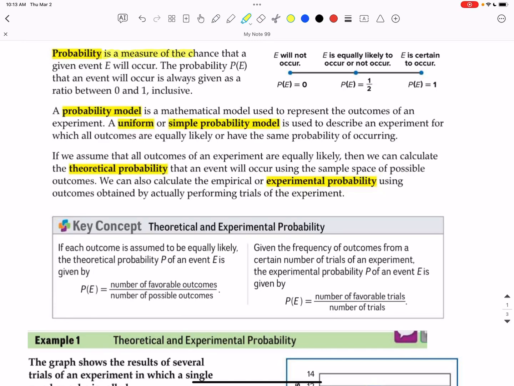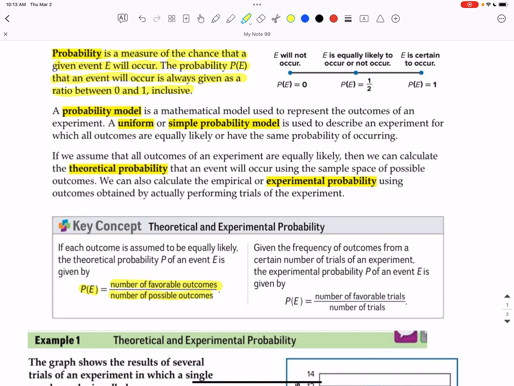Probability is the measure of the chance that a given event, E, will occur. The probability P of E that an event will occur is always given as a ratio between 0 and 1 inclusive. Down here at the gray box, we talked about this in the previous class: the way you can find the probability of any event is to take the number of favorable outcomes and divide it by the total number of possible outcomes.